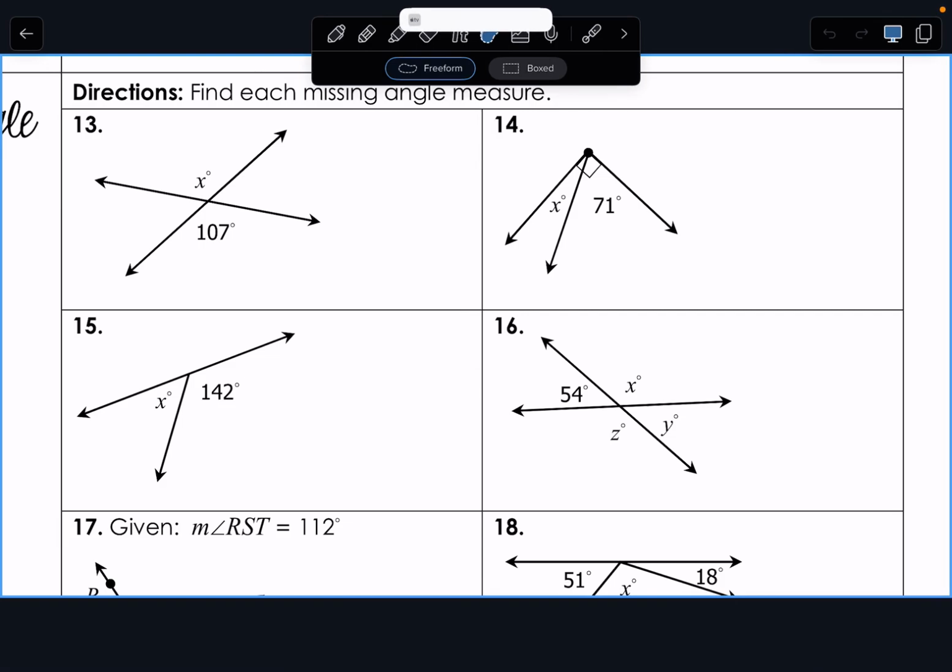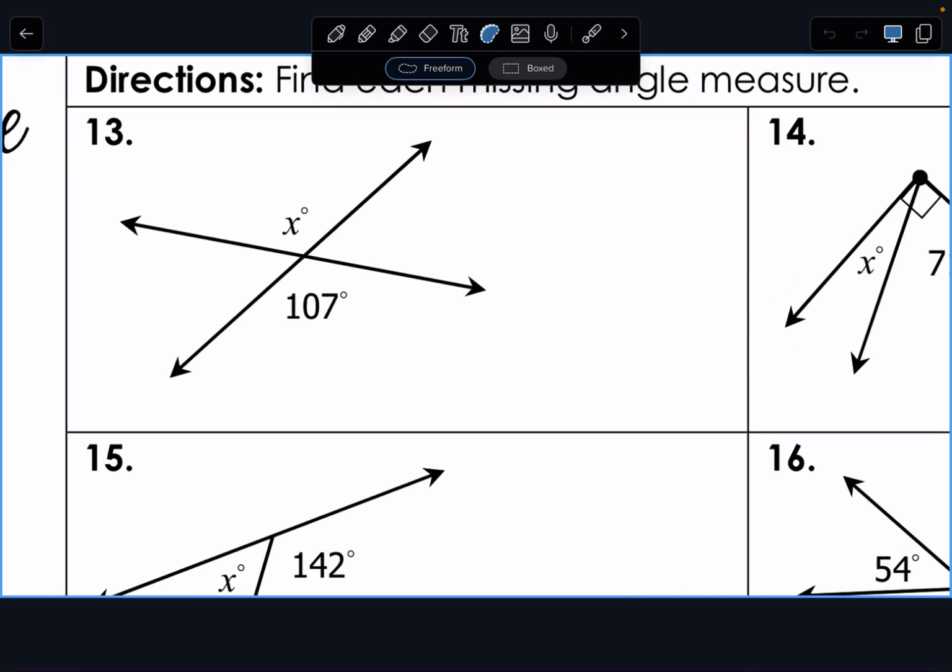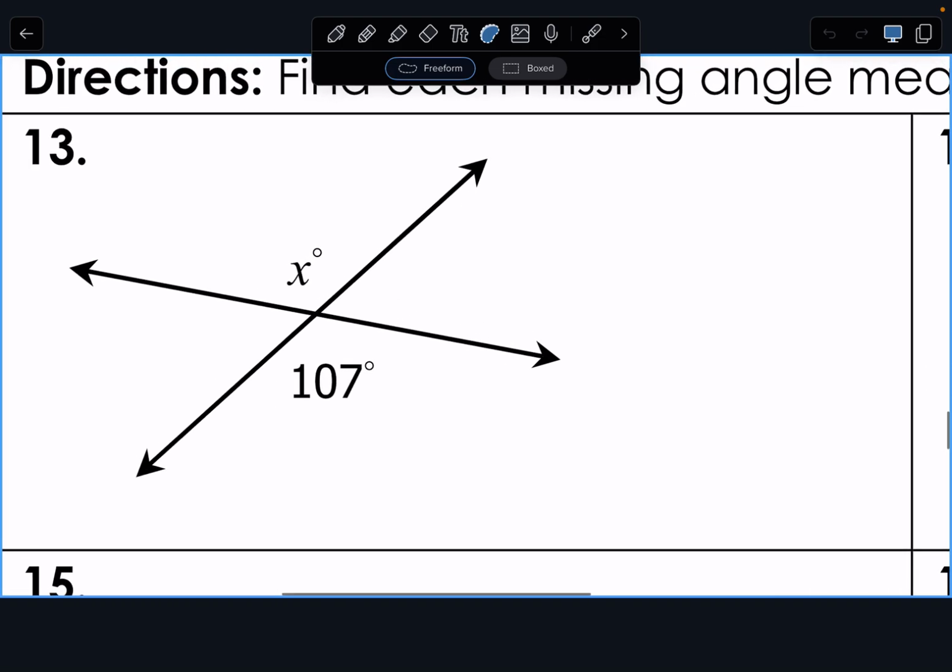Do you notice anything familiar? Oh, these are the problems I just had you do on those whiteboards. As I look around the room, I see some people saying that number 13's answer is 73, and I have some people telling me the answer is 107.